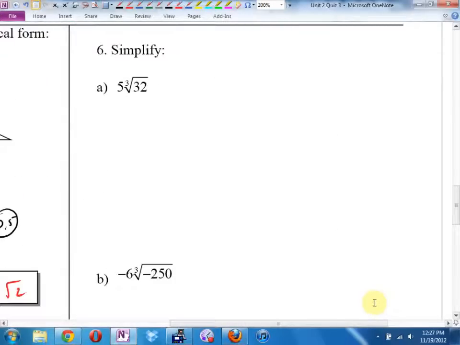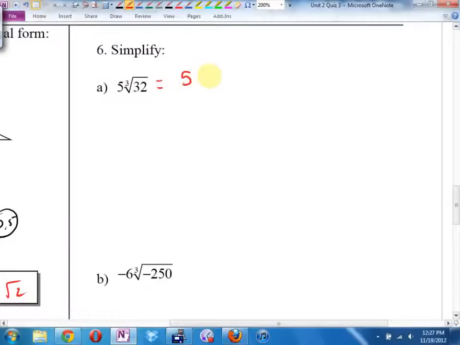Cube roots. No, relax. I can do this. Now I'm not thinking perfect squares. I know 32 is 16 times 2, but Sam, 16 isn't going to help me for a cube root. It would help me for a square root. For a cube root, I'm thinking, 8!